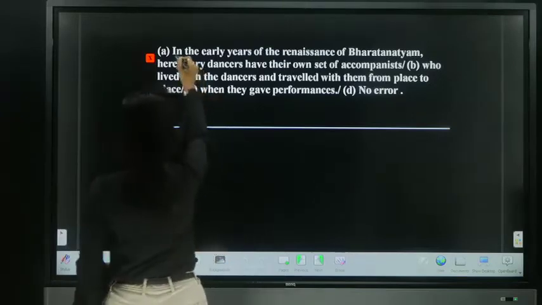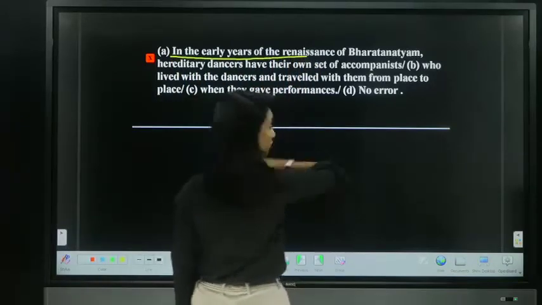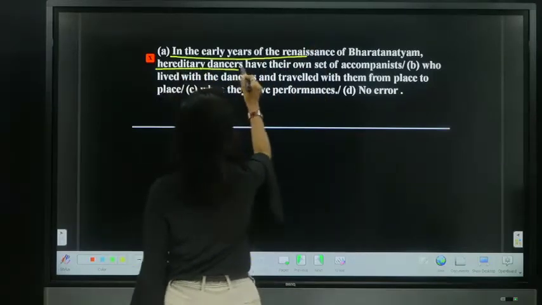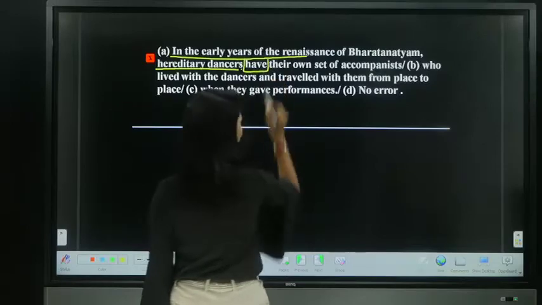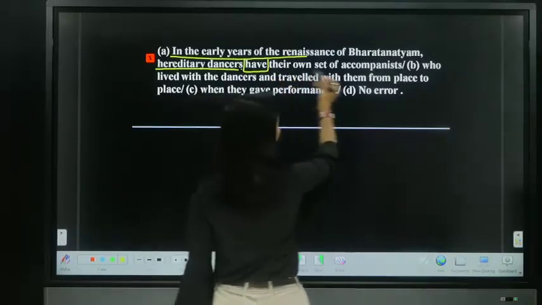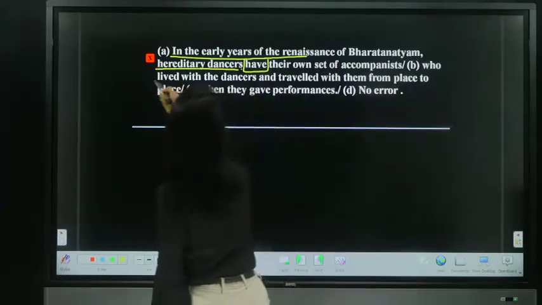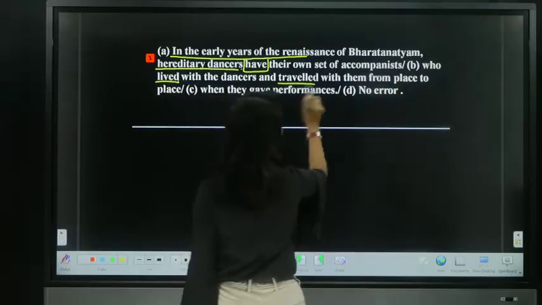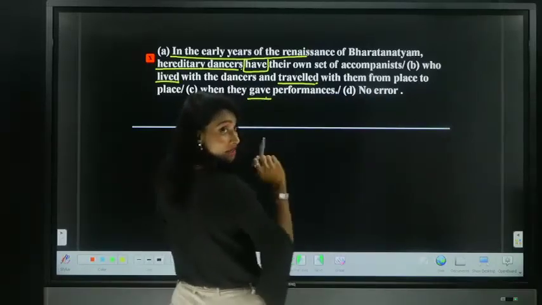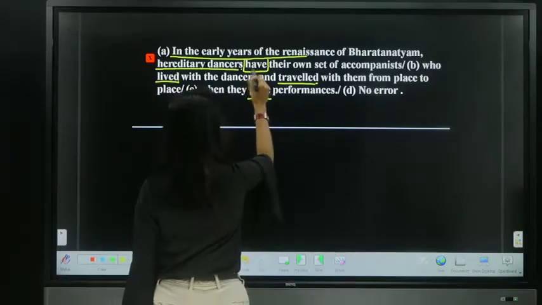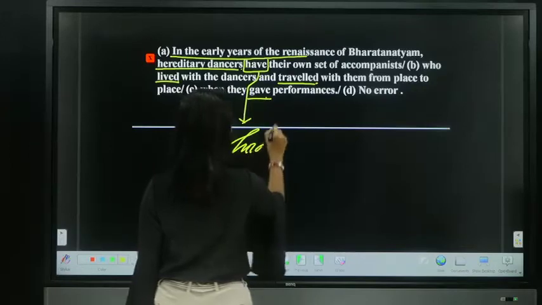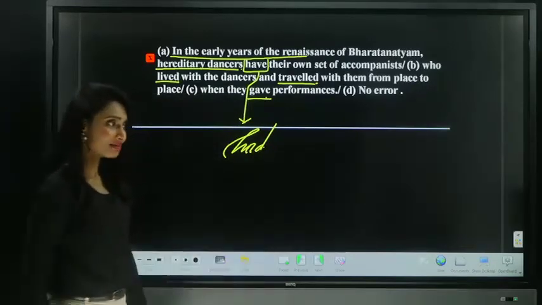See, in the early years of Renaissance talks about a past action of Bharatanatyam. Hereditary dancers have is present, but we are talking in the past: their own set of accompanists who lived, past, with the dancers and traveled, past, with them from place to place when they gave performances. Everything is in past, but this is in present, but it should not be in present. That is also in past only. So the past of have is had. So there we go.